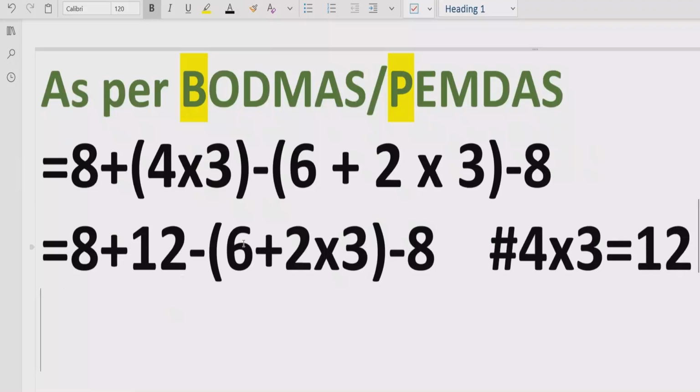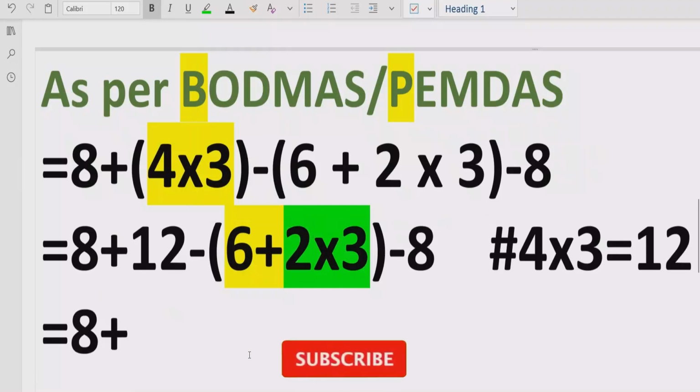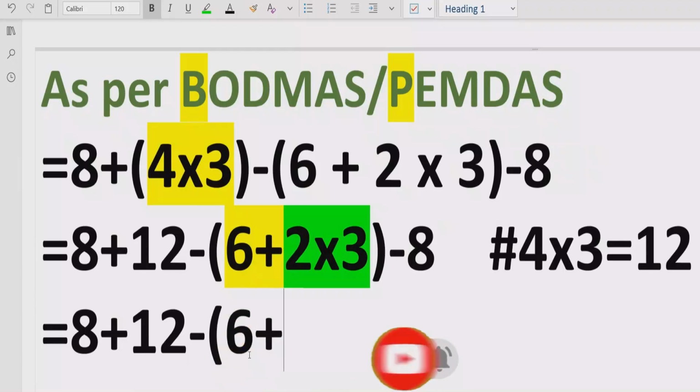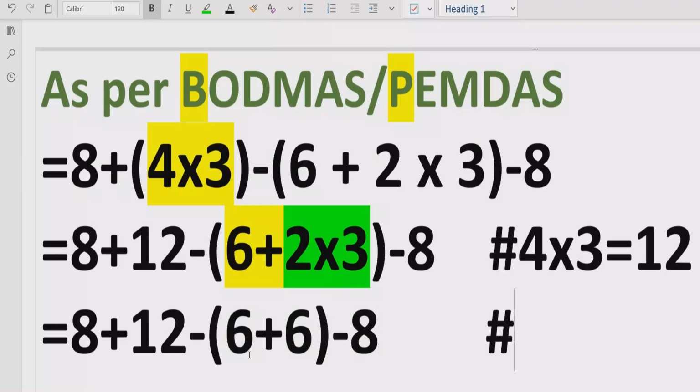Now move forward to step number 1. We have to repeat to solve this one, which is 6 plus 2 multiplied by 3. But here we have to decide which operation we will solve first. Here we have one operation, this one, and another one is this one. So first of all, according to the BODMAS and PEMDAS rule, we have to solve the multiplication. So 8 plus 12 minus 6 plus 2 multiplied by 3 means 6, and here minus 8. And here we give the reference: 2 multiplied by 3 equals 6.